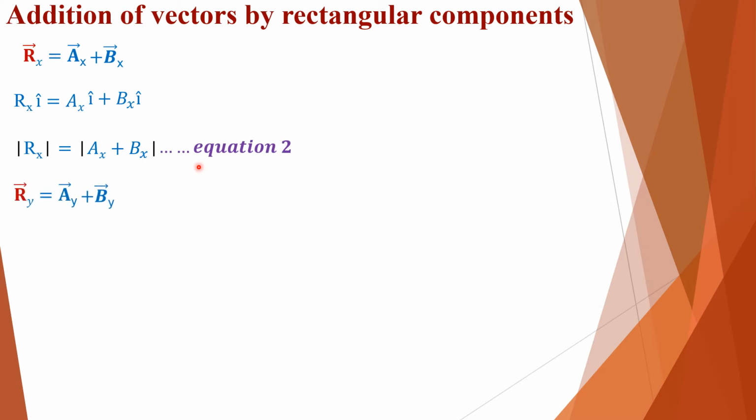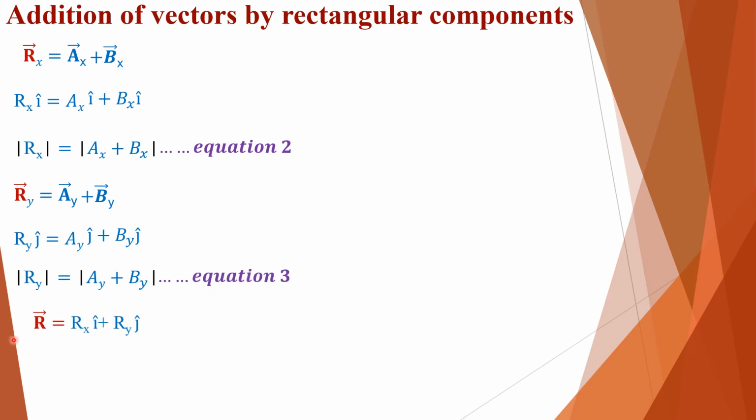From figure we can see that vector ry is equals to vector ay plus vector by. We can write vector ry as magnitude of vector ry into unit vector j cap along y-axis. We can write vector ay as magnitude of vector ay into unit vector j cap along y-axis. We can write vector by as magnitude of vector by into unit vector j cap along y-axis. Finally, we can write magnitude of ry is equals to magnitude of vector ay plus vector by. Let's say it equation number 3.